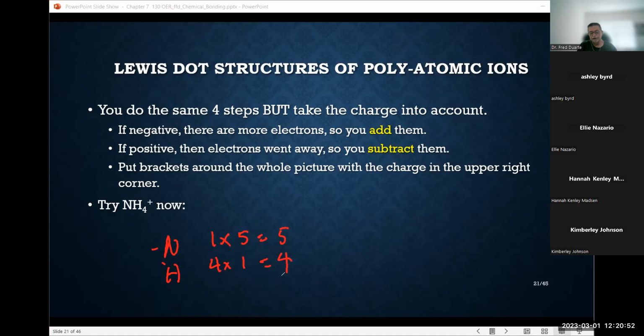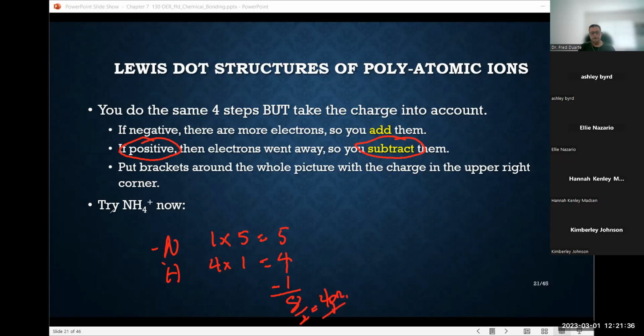Now notice here, if you're at this point and you add those numbers, guess what? You end up with an odd number. So that should be a flag to tell you, because remember, the number of valence electrons that we're going to end up with is always going to be a number divisible by 2. And so that's telling you, do I subtract or do I add? Well, in this case, because we have a positive polyatomic ion, we're going to subtract 1 from that value. Okay, so now we have a total of 8, which is 4 pair.